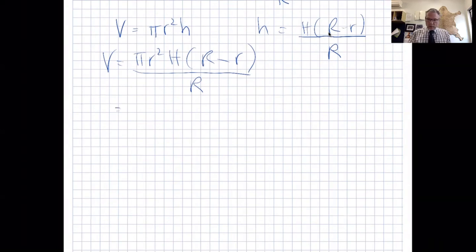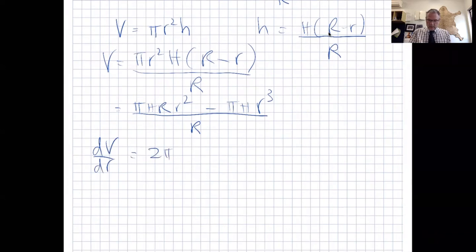and we'll simplify that a little bit. So let's multiply all that out. So I get pi H capital R r squared minus pi H, and that's r cubed, and that's all over R. So we can go ahead and differentiate that now. We'll differentiate with respect to r, and that gives me 2 pi H R r minus 3 pi H r squared, and all of that over R.